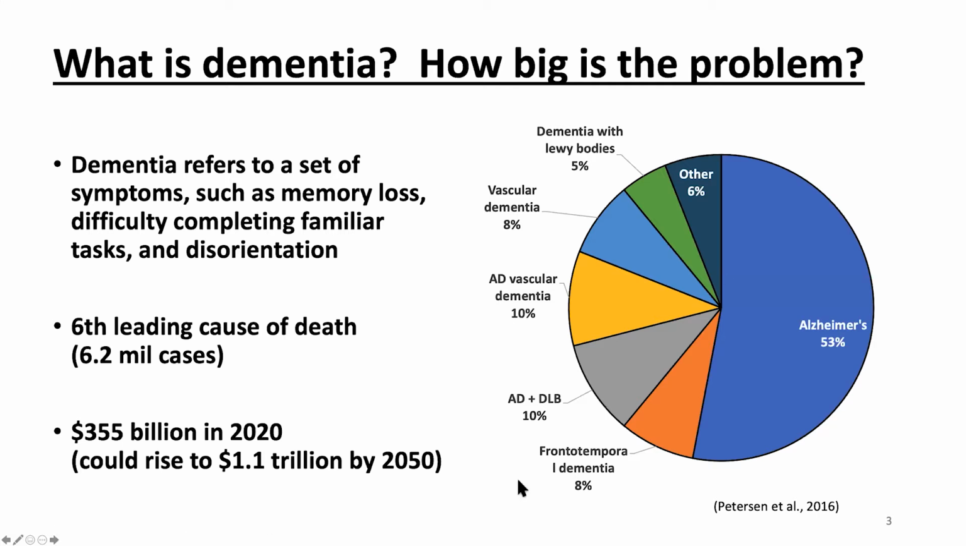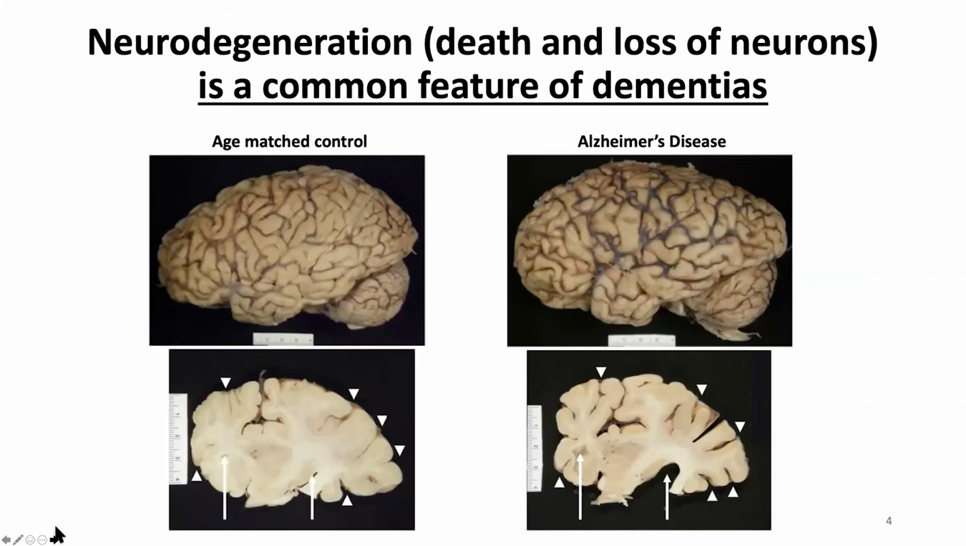And there are a number of different diseases. Alzheimer's is by far the largest, about 50% of dementia, but there are other diseases which make up the other 50% of dementia cases. One of the main characteristics of all these diseases is what's referred to as neurodegeneration. And really, neurodegeneration is the death and loss of neurons.